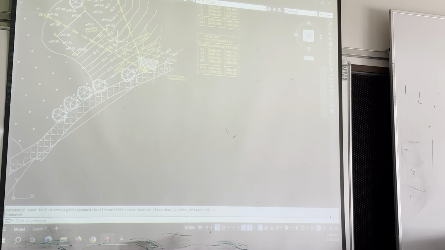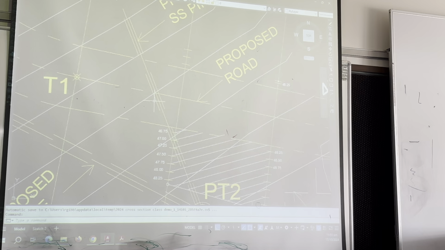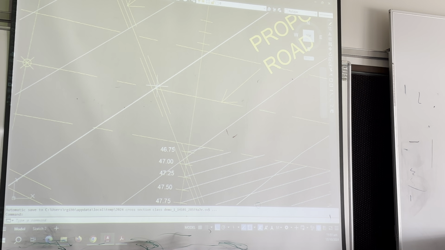And also the pipe, this new pipe here in yellow is going to appear underneath the road. So on the long section you've got to work out exactly what point on the centre line where that pipe crosses through. But it's all grades, you're just working out the grade.